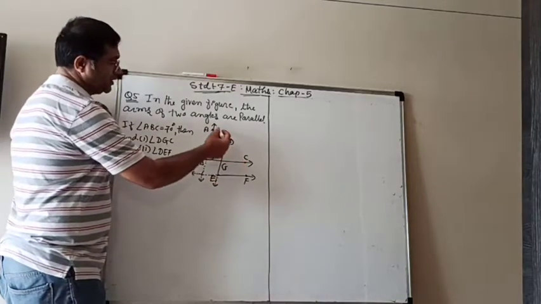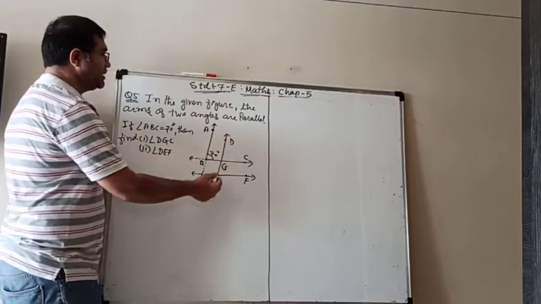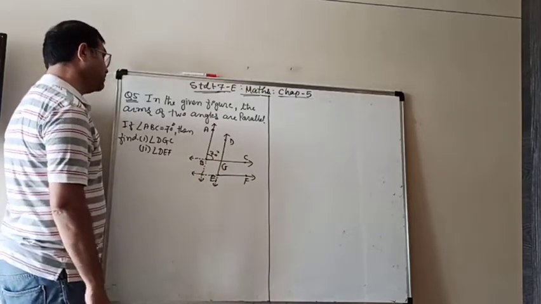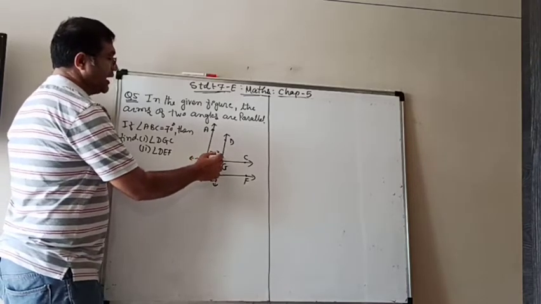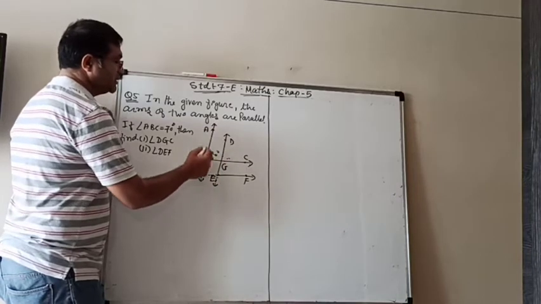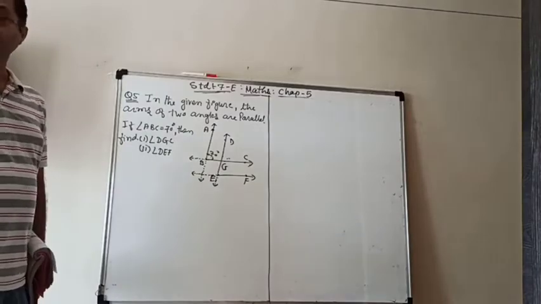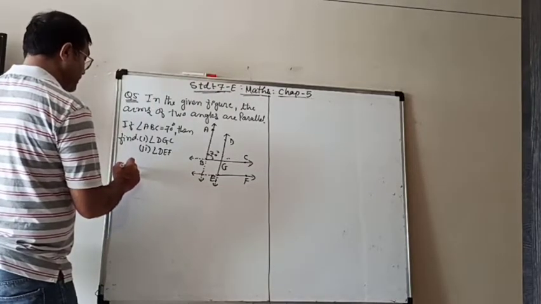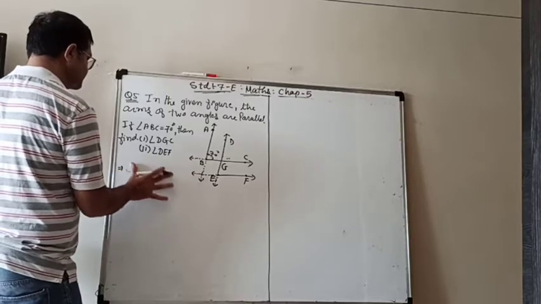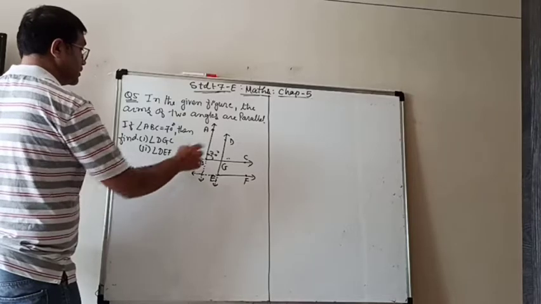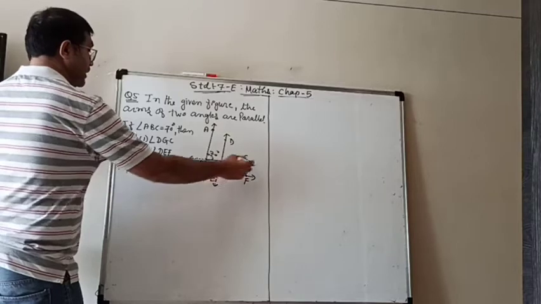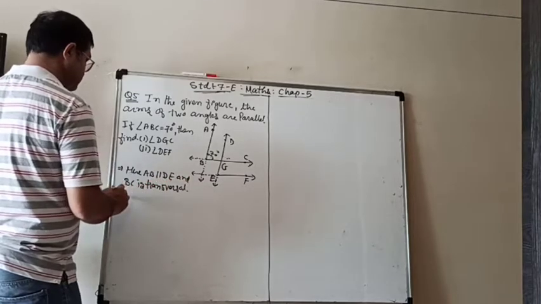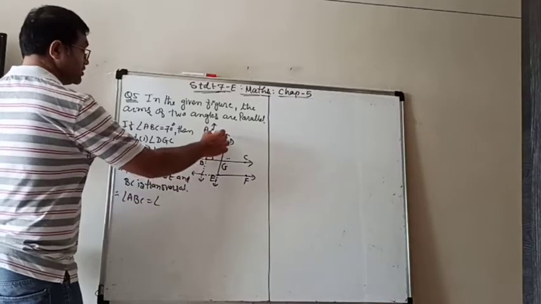Now here you can see that line AB and line DE are parallel, and this is the transversal. Then you can see that this angle ABC and angle DGC are making an F, and F stands for corresponding angles. So corresponding angles are equal, so we can write down here: AB is parallel to DE and BC is transversal. Therefore, angle ABC is equal to angle DGC.